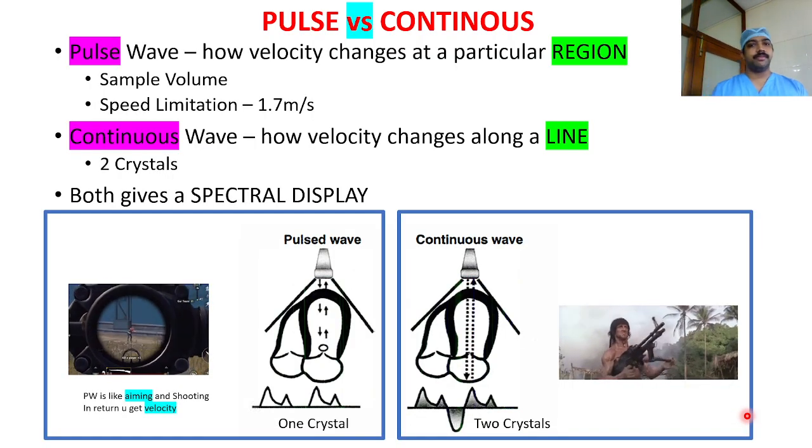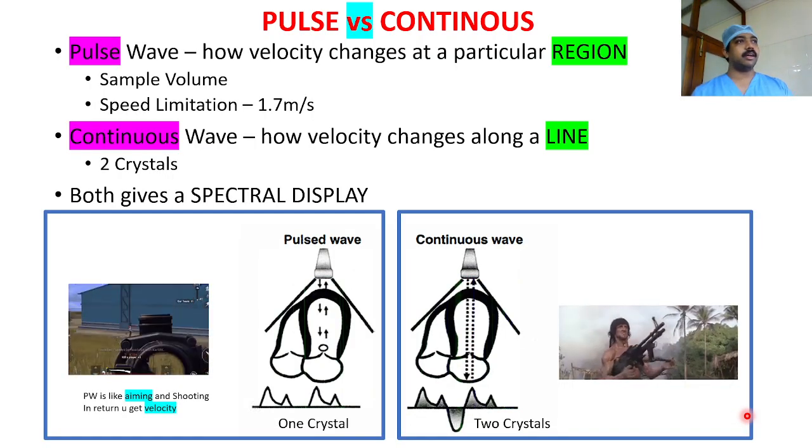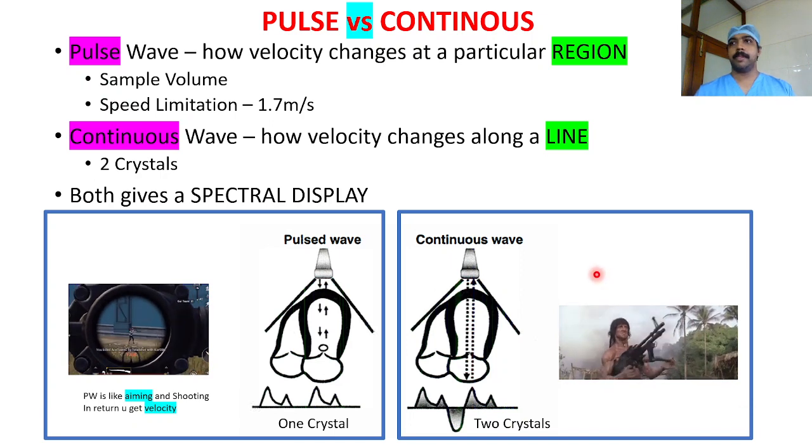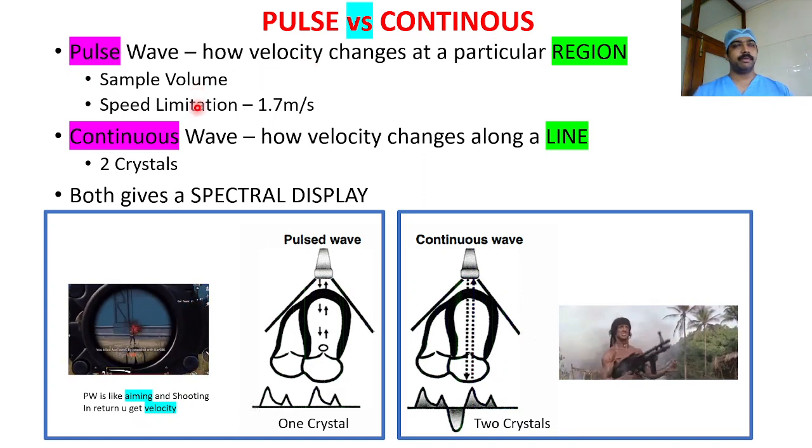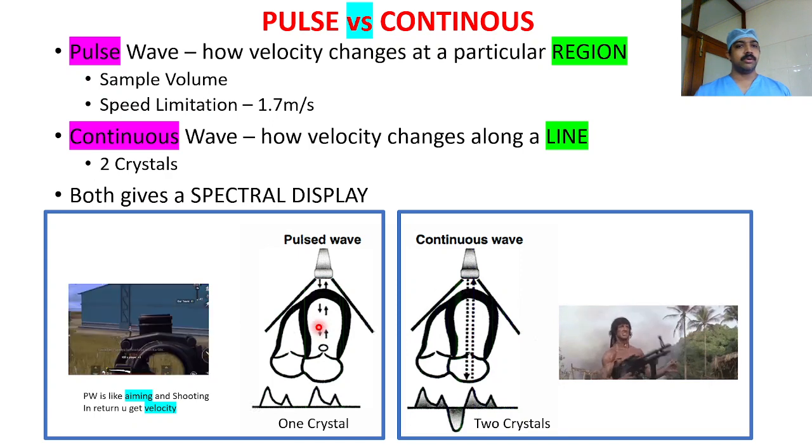So coming to the difference between pulse wave and continuous wave Doppler. In pulse wave Doppler, we have to keep a sample volume at a particular point, and the velocity at that particular point only can be determined with a pulse wave Doppler. So there is a limitation to the speed. The maximum speed which we can attain with the pulse is 1.7 meters per second. It uses only one crystal.